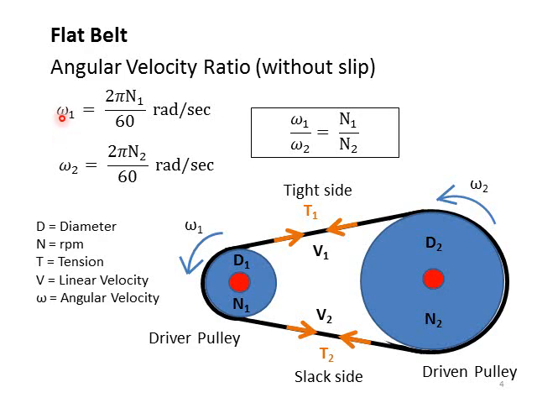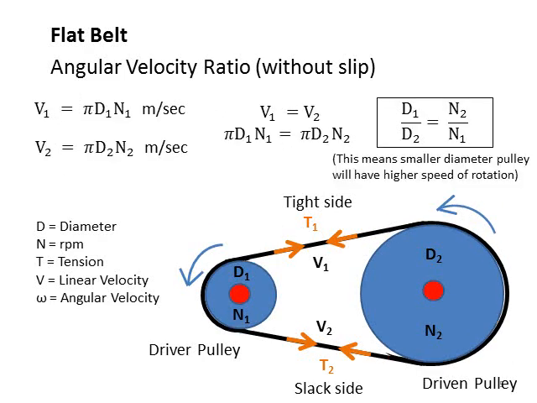If we divide omega 1 by omega 2, then 2 pi by 60 will be cancelled out, and the final relation that we will have is omega 1 by omega 2 is equal to RPM 1 by RPM 2. So this was our target, and I will request you to please memorize this formula, which will help you to calculate the missing term in the problems.